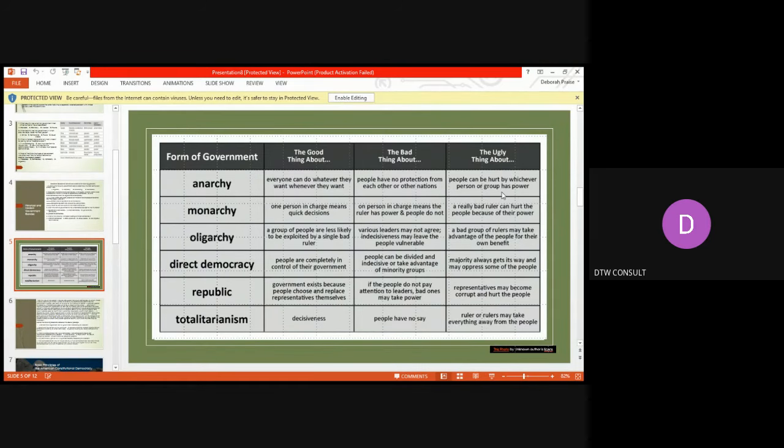bad, and the ugly about that. Okay, so we're going to answer a few questions. This was the assignment given. So we're going to read the passage and then we answer the questions.